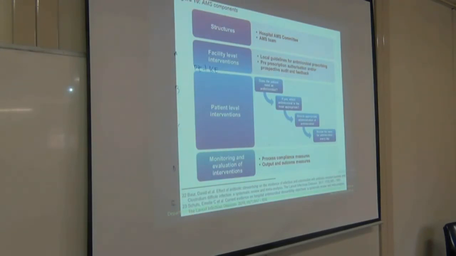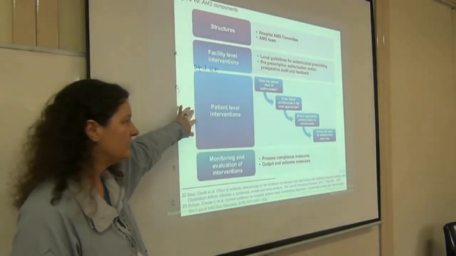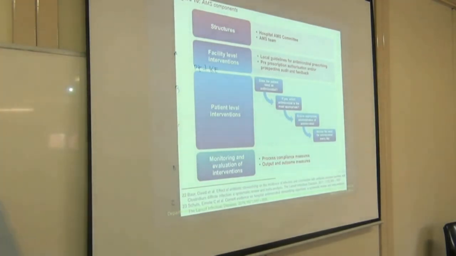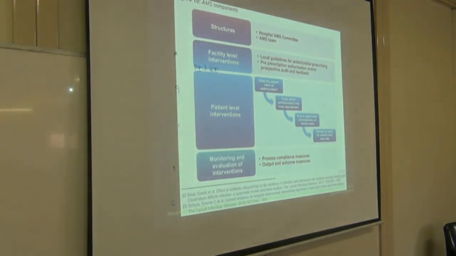Okay. So antimicrobial stewardship works on many levels. So there's the level of the hospital, which will have an AMS committee, okay? And they will discuss all the resistant infections and so on. Then you will have your AMS team, which is your healthcare workers, that will be going on these ward rounds. At the facility level, the type of interventions would then be to look at your local guidelines for antimicrobial prescribing, prescription authorization and audit, feedback, and then you have your patient level interventions that we will be looking at for the rest of the lecture, and then monitoring and evaluation. So those are the type of AMS stuff that will probably be in all of the hospitals where you go.